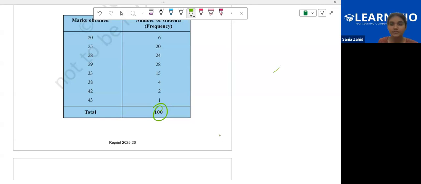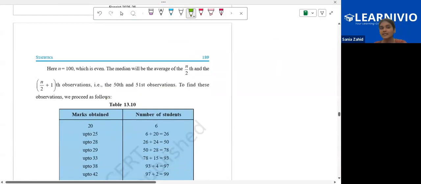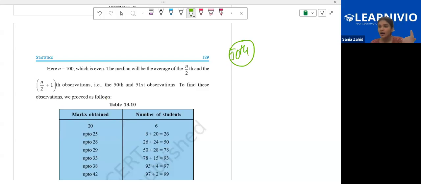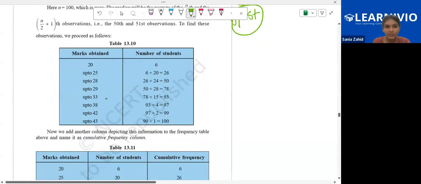Okay, can you hear me? So I was telling you that first of all, you get the total number of students. So n is even over here. So what happens when n is even? Firstly, you will take the n/2 th observation, which means the 50th observation. And then you take the successor of the 50th observation, that is the 51st observation. Okay, so what do we have?